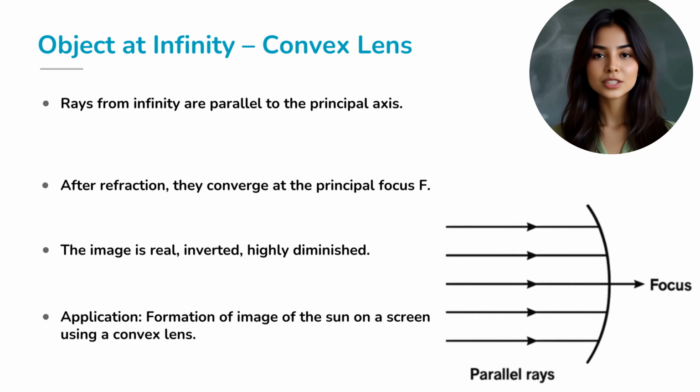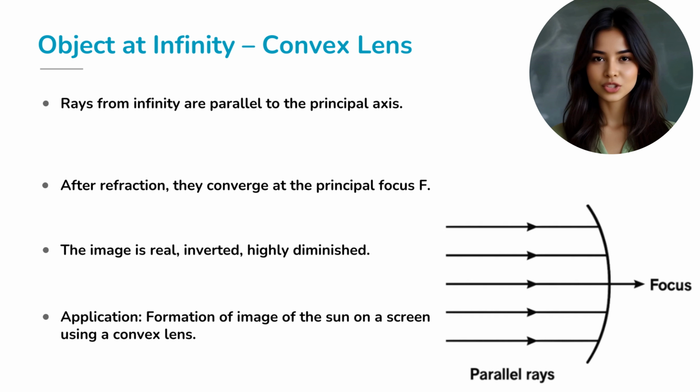Alright students, let's start with the simplest case: what happens when the object is at infinity? Now, infinity sounds scary, but in optics it just means very, very far away. Think of the sun, for example. Light rays coming from such a distant object are practically parallel to the principal axis when they reach the lens. Here's the magic: when these parallel rays pass through a convex lens, they all converge at the principal focus F on the other side. No guessing, no randomness, they always meet right there at the focus.